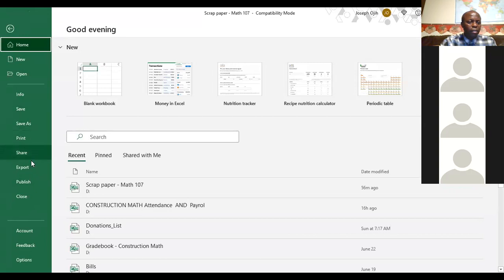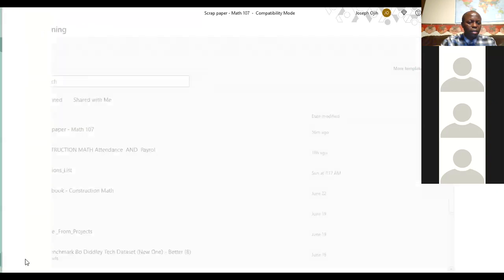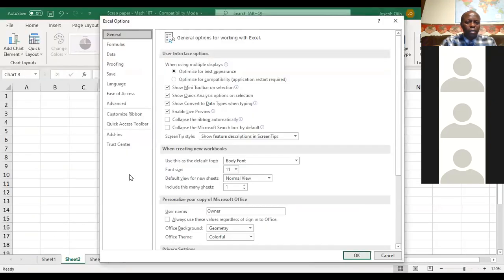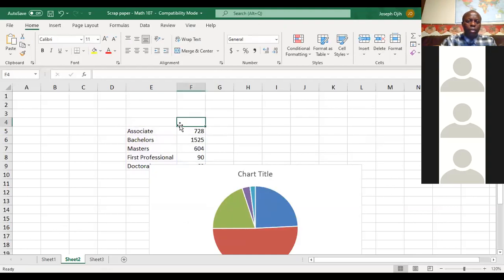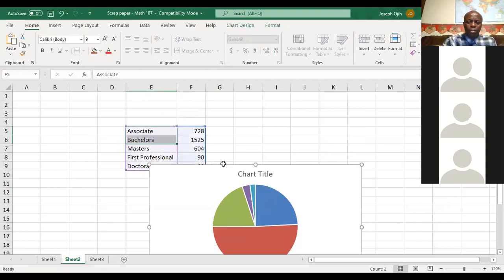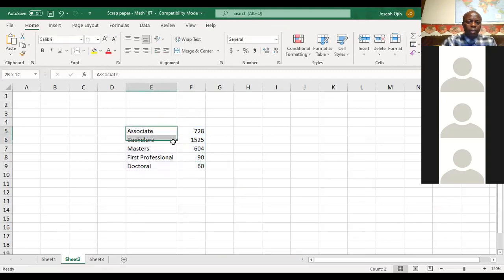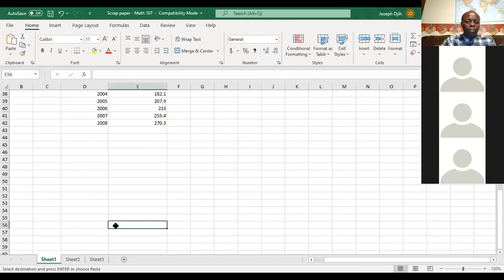Okay, options, convert. I didn't see it. So what I'm gonna do is to put this in a different workbook. Let me take it to that other workbook. Okay. I'm gonna take it to the one we were using yesterday. Copy this, go to this part, and then paste it here.